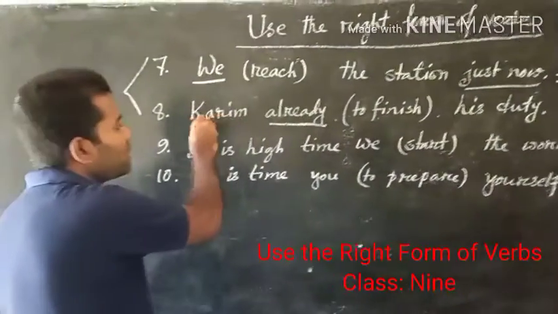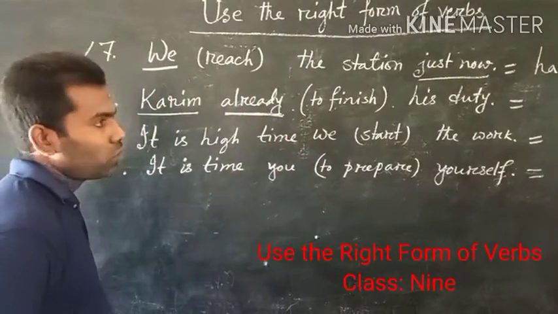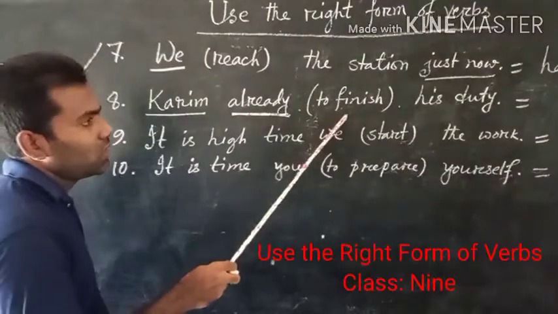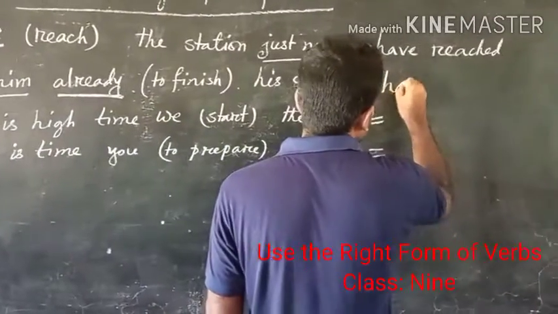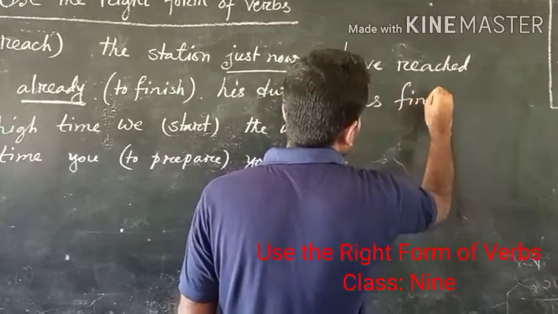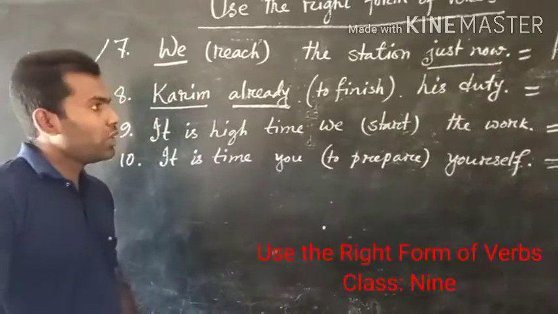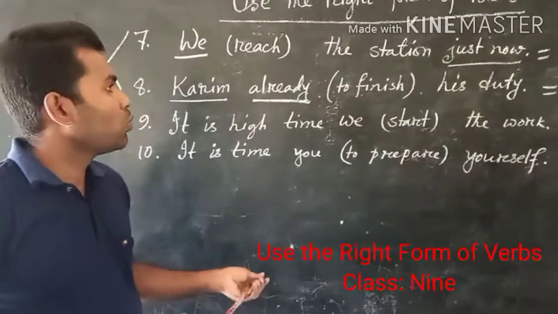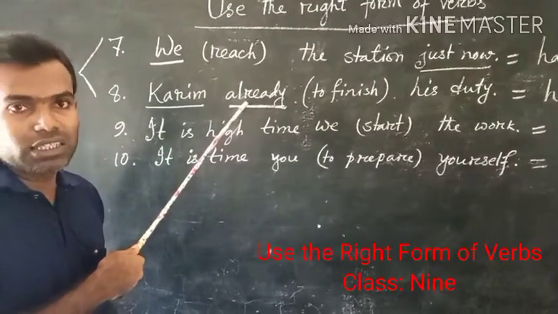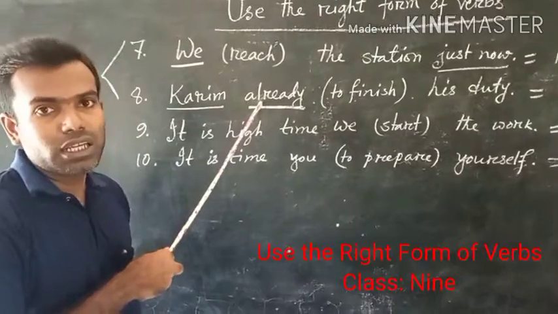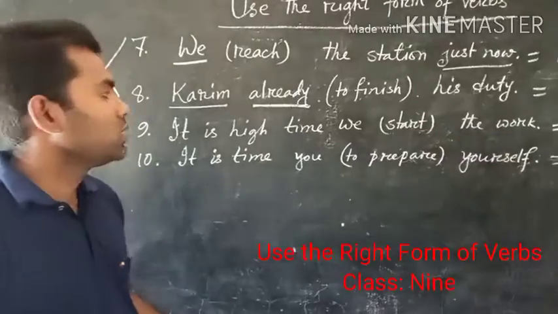Then Karim. Karim is in singular form. And there is the word already. So we have to use the verb in present perfect tense. That means has finished. So if there is a word like just now, just, already, recently, never, ever, yet, we have to use the verb in present perfect tense.